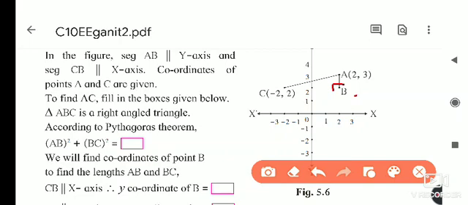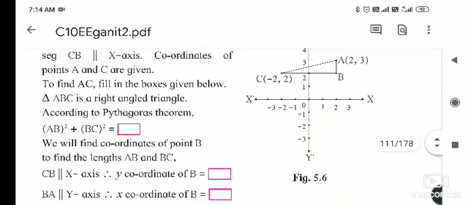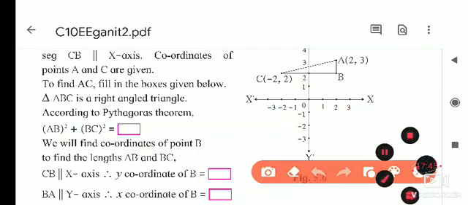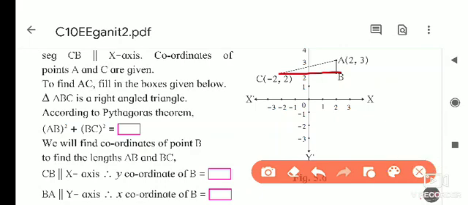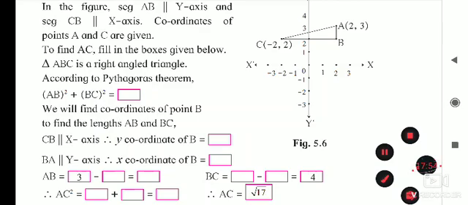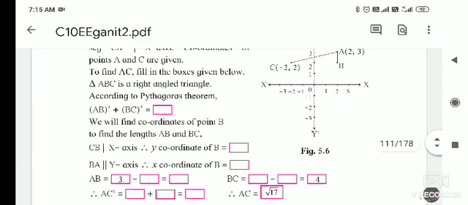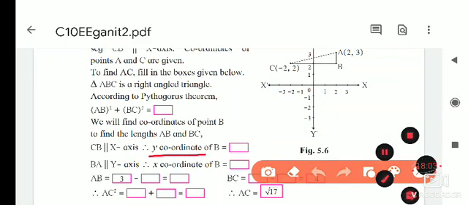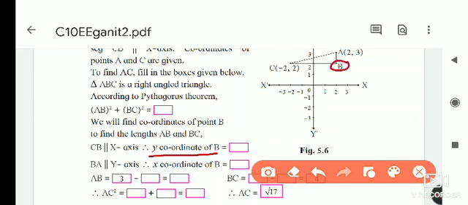So AC square is equal to AB square plus BC square. Okay, hypotenuse square is equal to side square plus side square. Now here we know CB is parallel to the x-axis. The next activity is given here. What is the question? The y coordinate of B. So here it is B, and its y coordinate is located here. So the y coordinate of B is 2. Next, BA is parallel to the y-axis, so the x coordinate of B is 2, and y is also 2. The x coordinate is 2 and y is also 2.